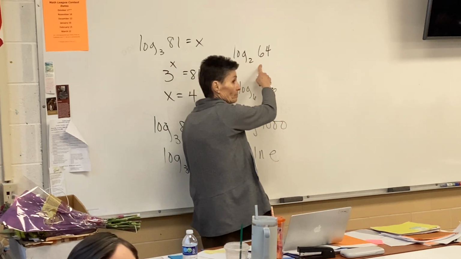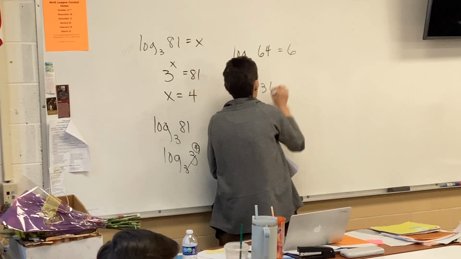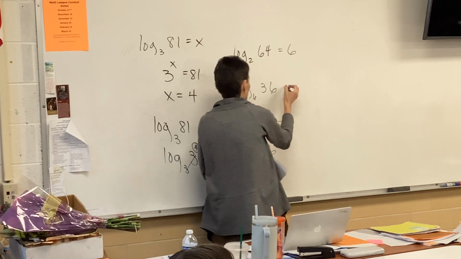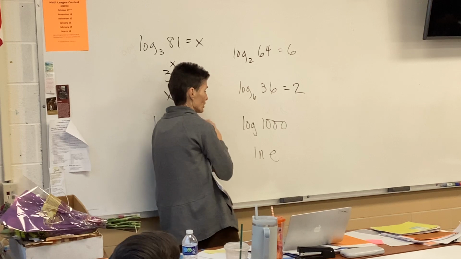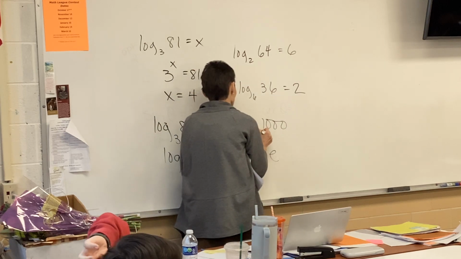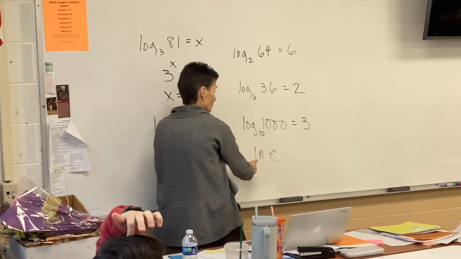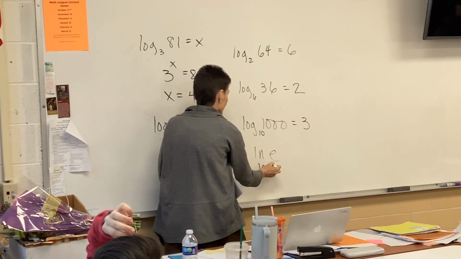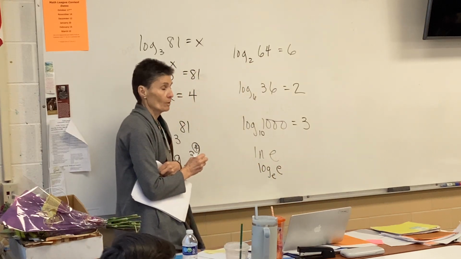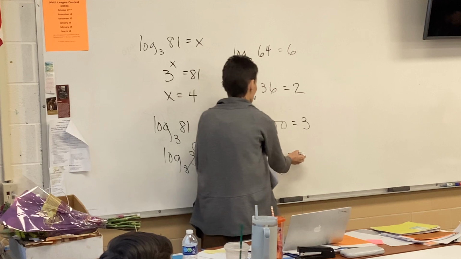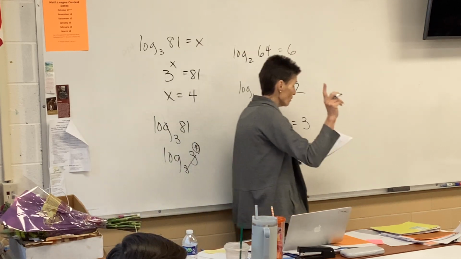What'd you get for this one? 6, perfect. How about this one? 2, you're wonderful. Ooh, a little tricky here. What do we have to remember about LOG? Base 10. So what'd you get? 3. And then LN, of course, is the symbol for log base C. So the log base C of E is just going to be 1. Perfect. Beautiful, beautiful.